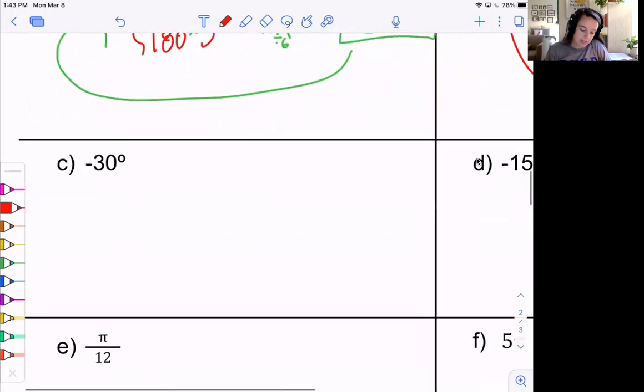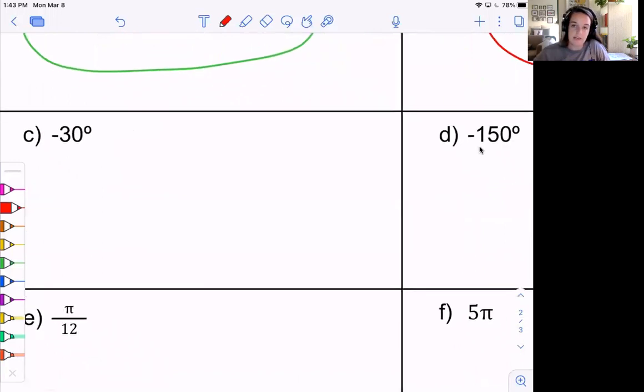So go ahead and try negative 30 and negative 150. Doesn't change anything about it with the negative. Your answer will just be negative. Go ahead and try those on your own. Be back in a moment.